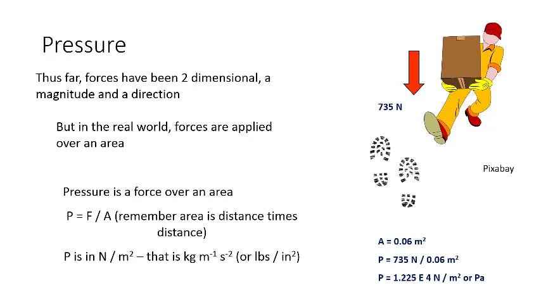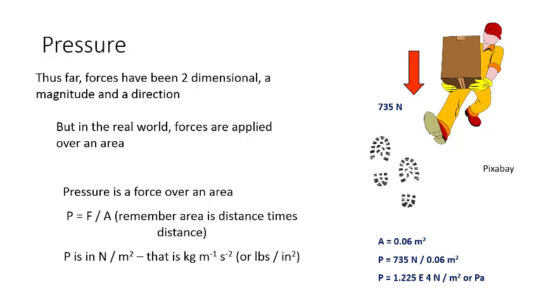Remember that area is distance times distance. That's kind of important. So pressure is in the units newtons per meter squared, or if you want to break that out further, that's kilograms per meter per second squared, or in the imperial units, pounds per inch squared, or PSI as you might know it.